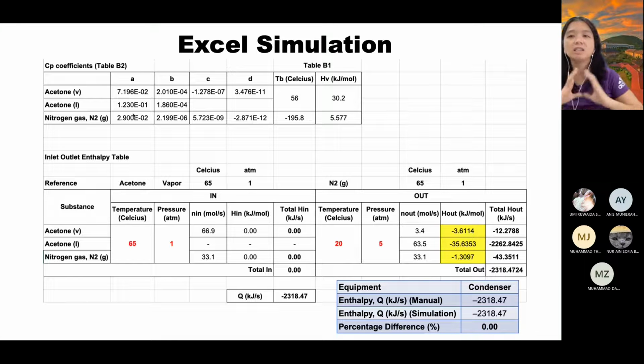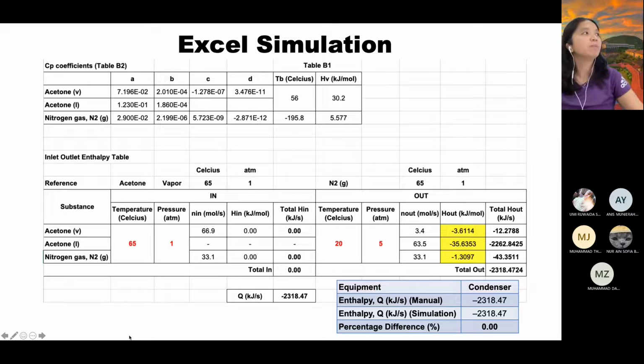Energy balance in Excel is much easier, but the setup is tedious. You have to input all the properties into your Excel first. You have to make sure you key in the formula correctly. Then only you will get the calculation.